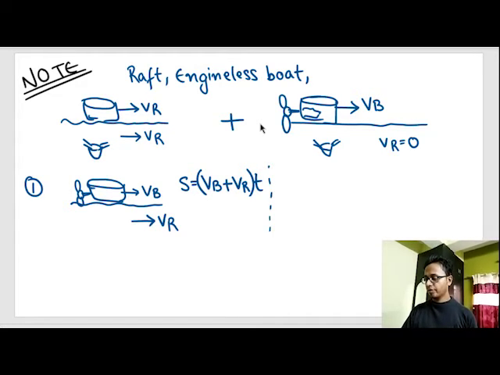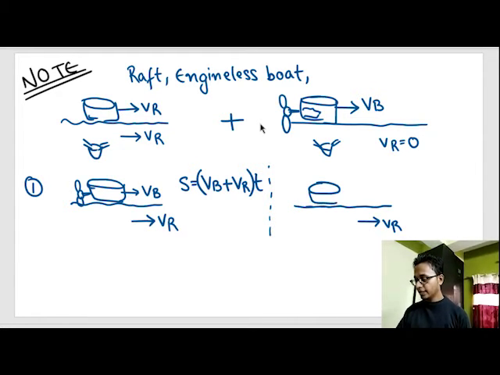Or suppose this was the river, this was the velocity of the river. Now instead of traveling to the left-hand side, the boat is trying to travel to the right-hand side. The velocity of the boat is given like this. Then the displacement or distance traveled by the boat would be given by distance is equal to Vb minus Vr into time of travel.